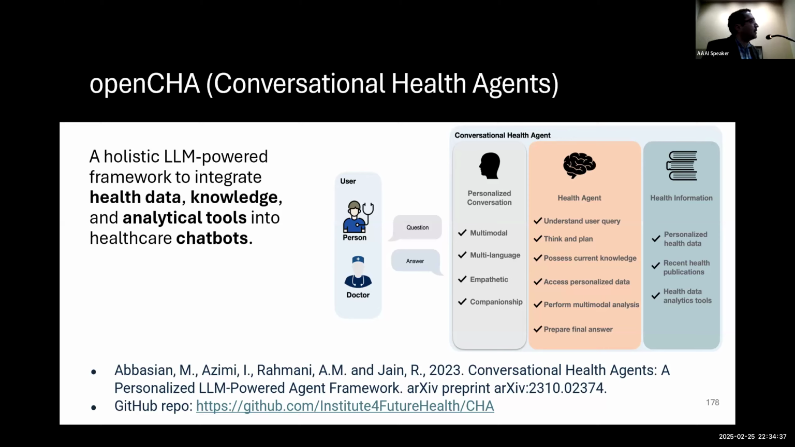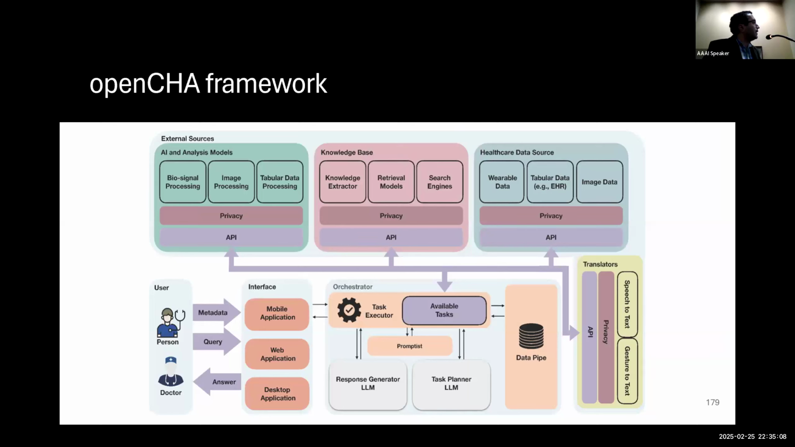So health agent is responsible for understanding the query, think and plan for it based on its knowledge and whatever it collects from other resources. It accesses the data, it ends up with an answer, and finally it tries to provide an understandable human-like answer. So this is how this framework works.